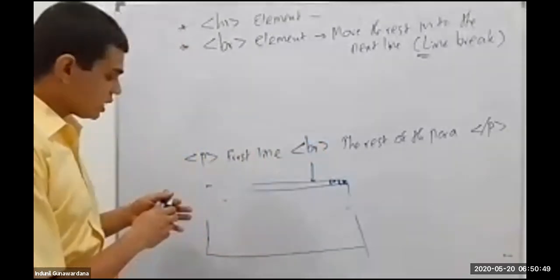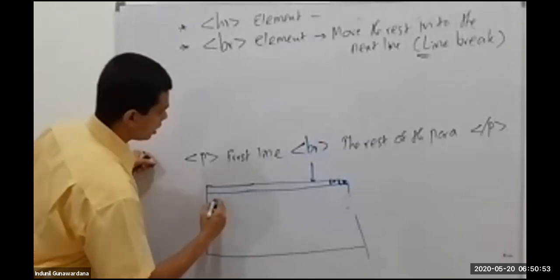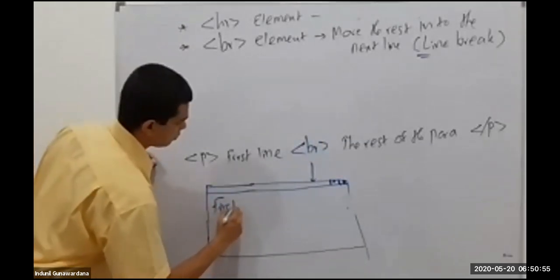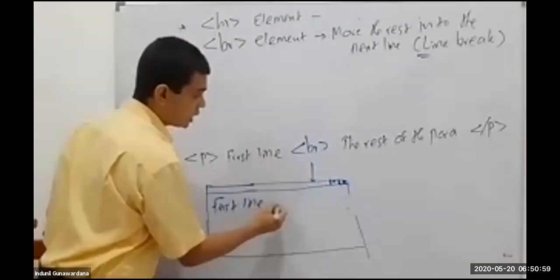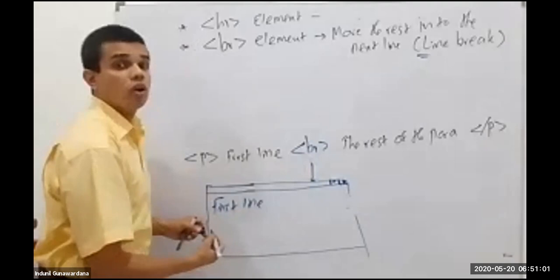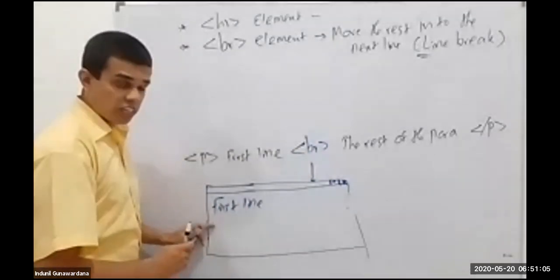Right? If it is the case, what can be the output? Here we have first line. Then we have BR. Is that to say that continue or go to the next line? Go to the next line. But we don't leave a blank space in between that.